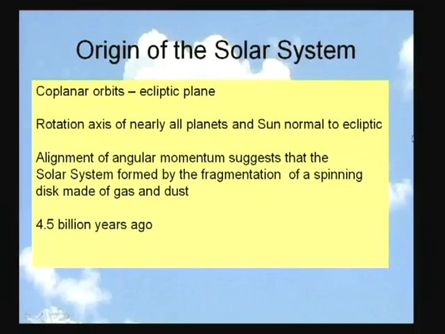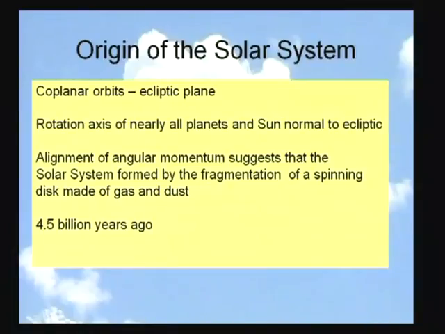Okay. There are two exceptions, that is Venus is opposite and Uranus is orthogonal, but other than that all the other planets have their rotation axis, and the Sun also has its rotation axis, orthogonal to the ecliptic plane. So, not only are they revolving around the Sun with the same angular momentum direction, they are also rotating, and the Sun itself is rotating with an angular momentum in the same direction. This alignment of the angular momentum suggests that the solar system formed by the fragmentation of a spinning disk of gas. That is the main thing.